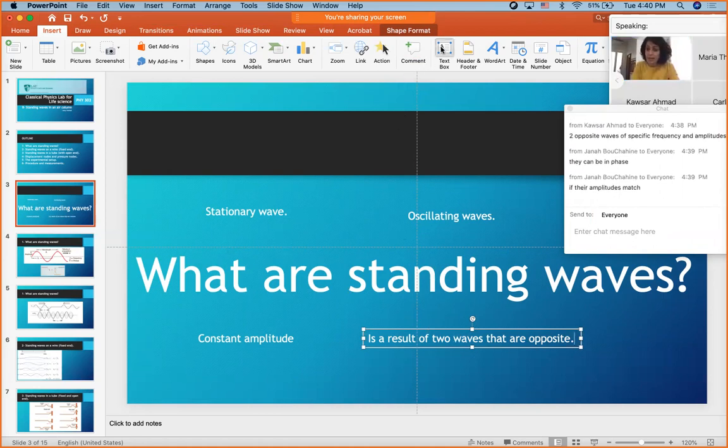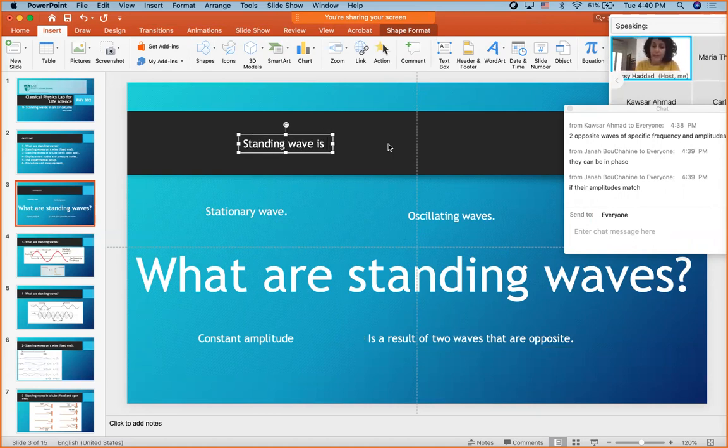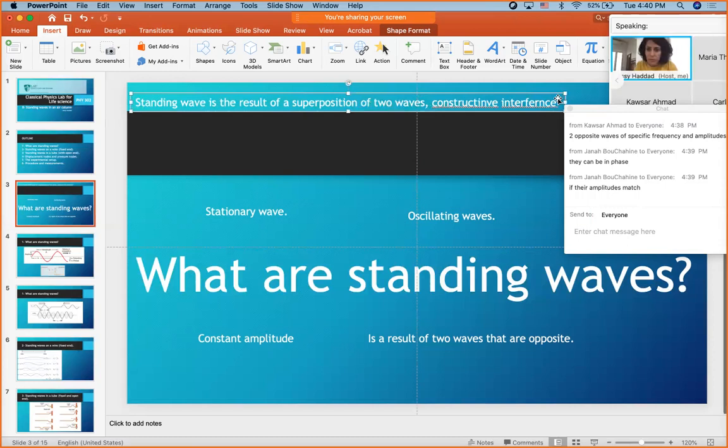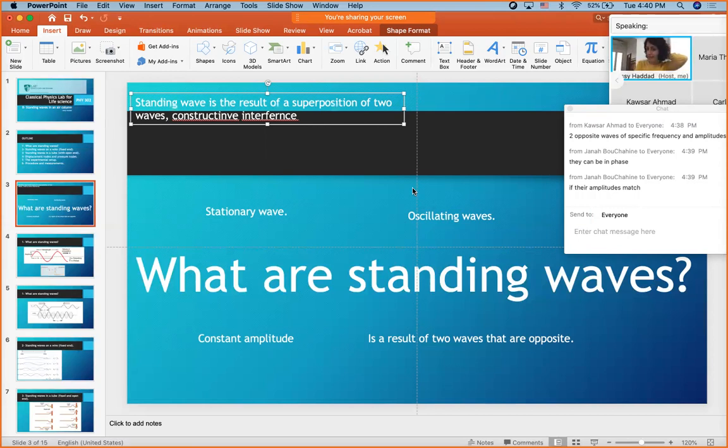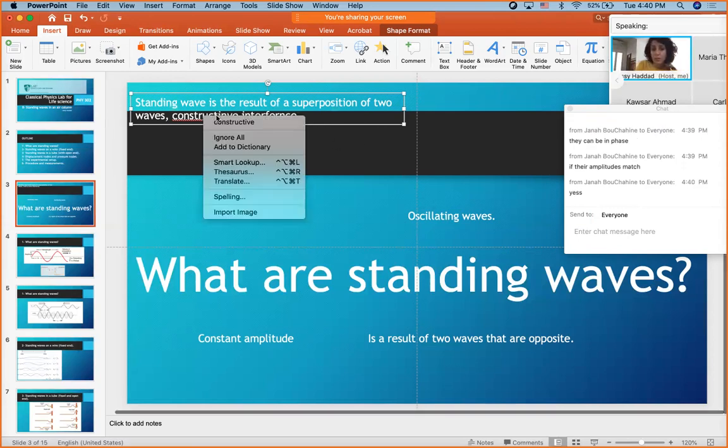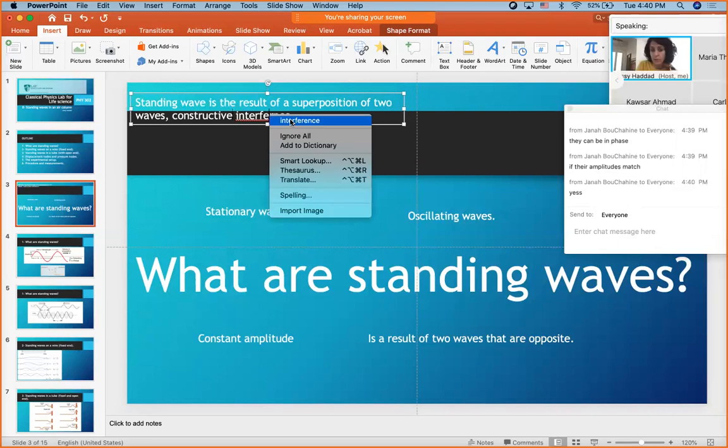Probably I can summarize it, Jana, by saying a standing wave basically is the result of a superposition of two waves. And you're talking about constructive interference, right? Interference. If I don't see what I'm typing, I type it wrong. So by the simple fact of saying that the amplitudes are adding up, if they do actually match, probably you mean constructive interference versus destructive interference.